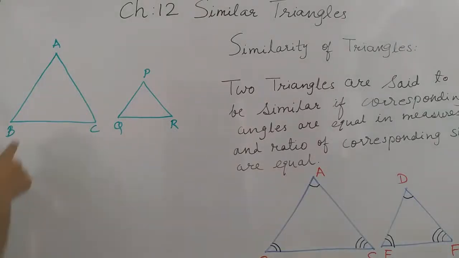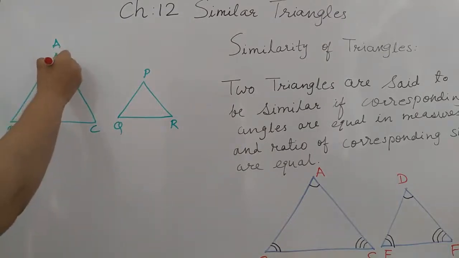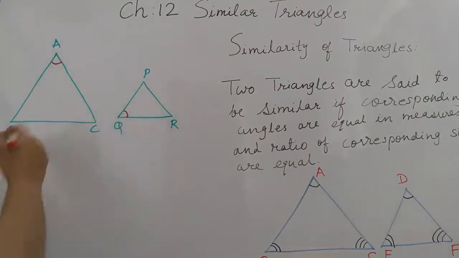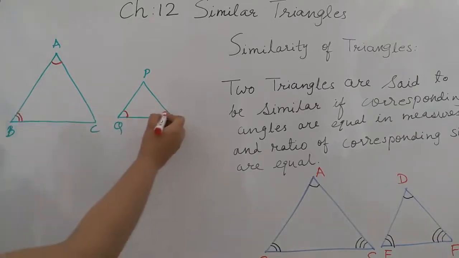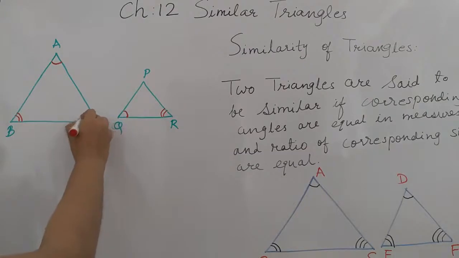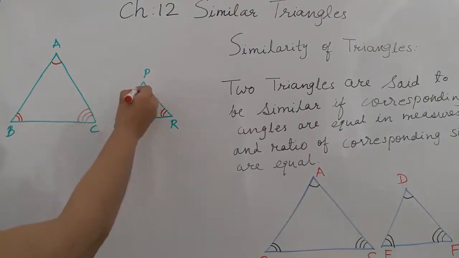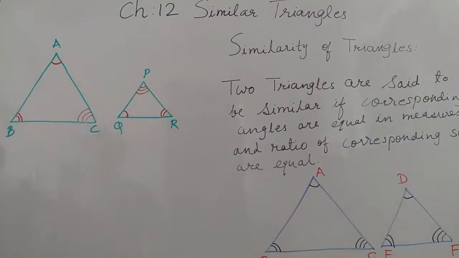I am taking one more example of triangle ABC and triangle PQR. Now students, it is not possible that every time angle A is equal to P, B is equal to Q and C is equal to R. It can be like this. If angle A is equal to angle Q, then angle B is equal to angle R and C, that is the third angle, is equal to angle P. So the order is different here. Angle A is equal to angle Q, angle B is equal to angle R and angle C is equal to angle P, like this.